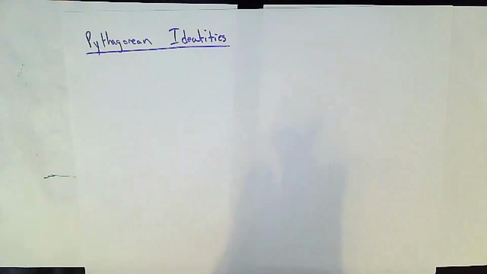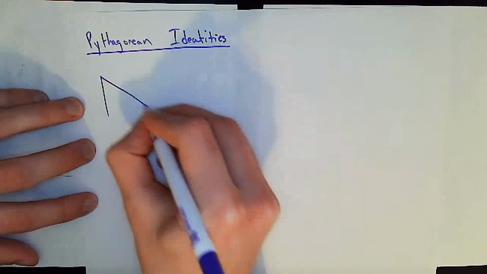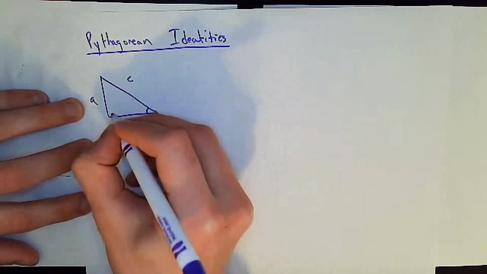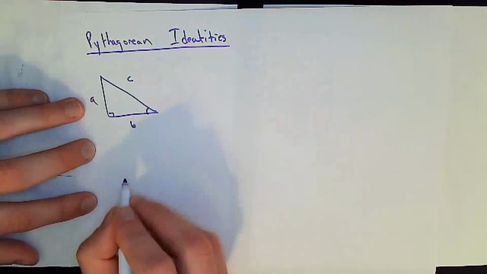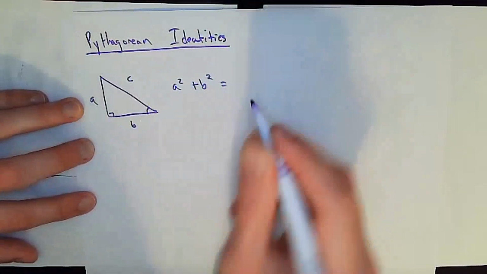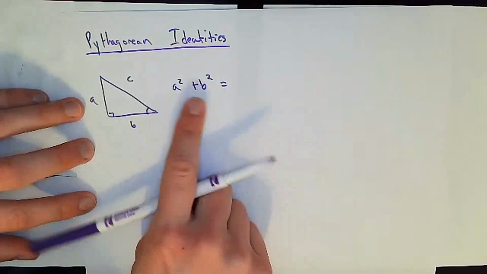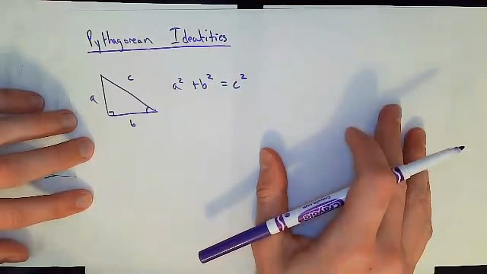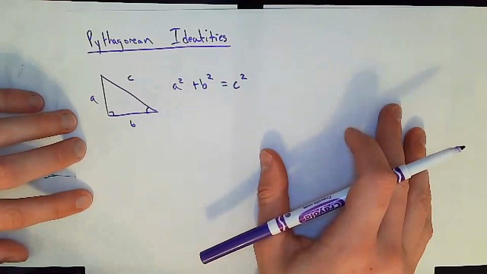And now the Pythagorean identities, if you recall the Pythagorean identity for just the sides of a right triangle, we have this relationship, the sum of the squares of the legs of the triangle is equal to the square of the hypotenuse.